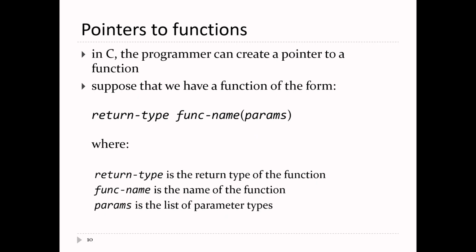If I want to make a pointer to a function, you have a function, and every function has a return type, possibly void. So the return type goes first. Here's your function: return type, function name, list of parameters, where each parameter has a name and a type. That's what every function in C looks like.